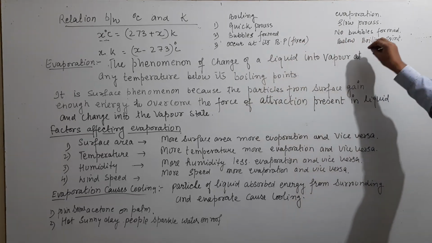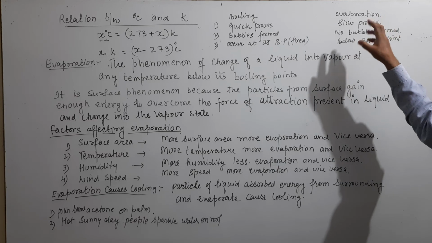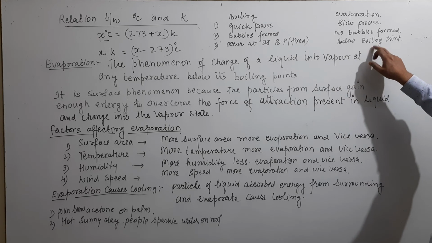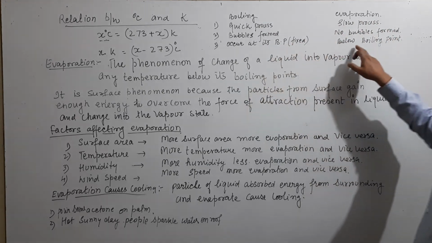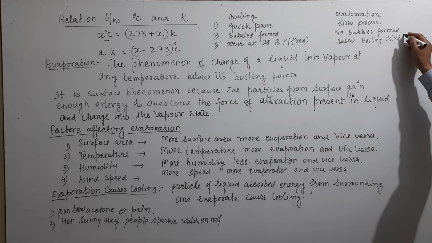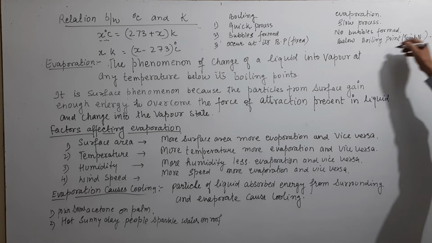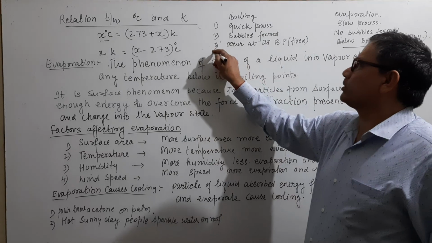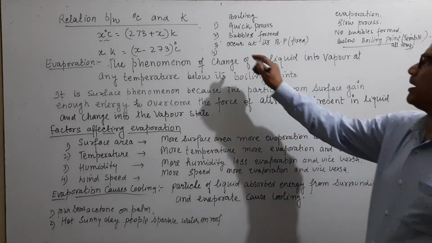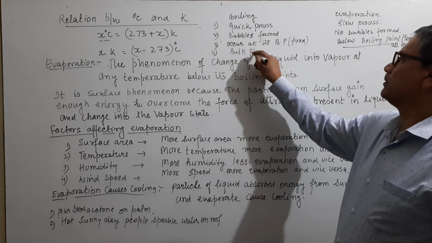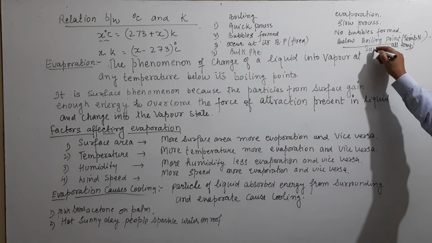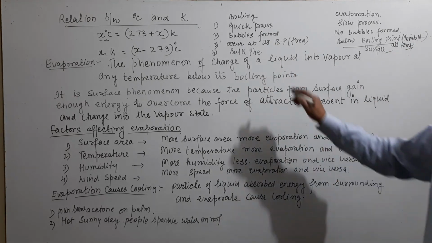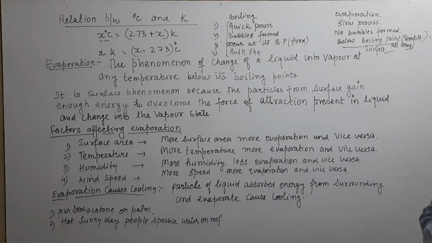Boiling point is fixed. Evaporation occurs at any temperature, its temperature is not fixed. It means it occurs at all times, at all temperatures. Third, fourth, can you tell me? Boiling is a bulk phenomenon. Evaporation is a surface phenomenon. These are the differences between boiling and evaporation.